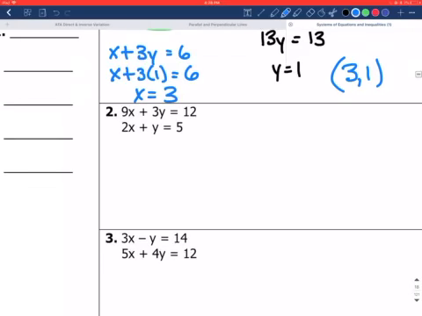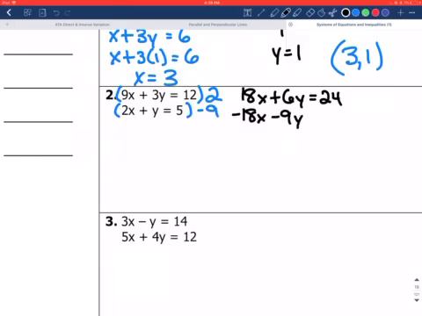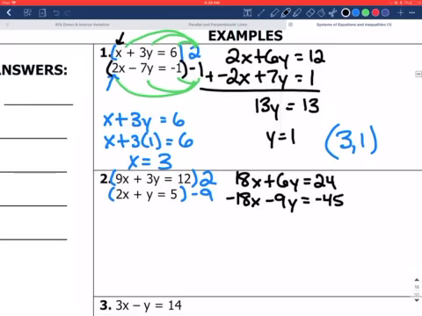Okay, so for the next one, number 2, I'm going to multiply, again, the top equation by the bottom leading coefficient. So I'm multiplying that top equation by the 2. Then I multiply the bottom equation by the opposite of the top. That will be a negative 9 since the top is a 9. So I'm going to write out my new equations out here. That'll be 18x plus 6y equals 24, and then that will be negative 18x minus 9y equals negative 45.